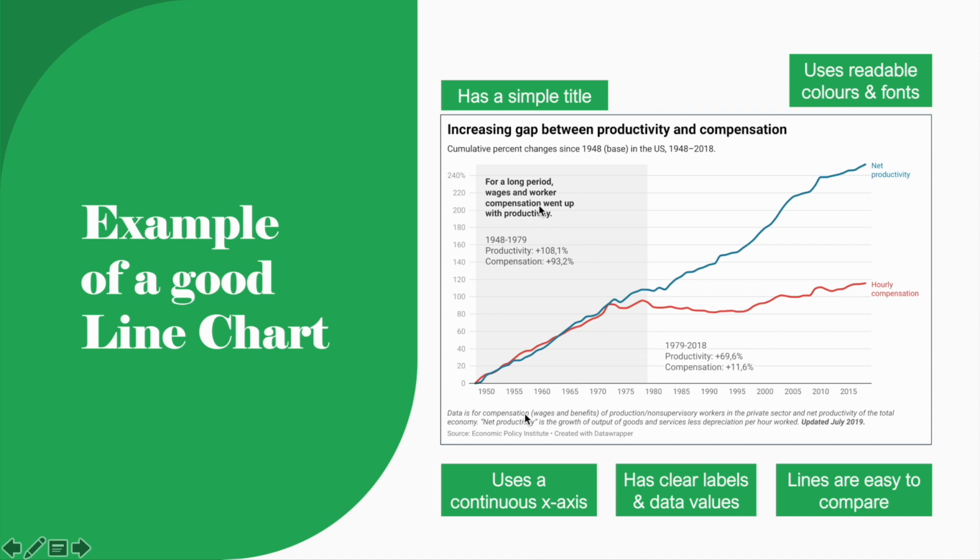As you can see here, it also provides additional information within the chart in these text boxes here. And it uses a continuous x-axis. The gap between every 2 points is that of 5 years here. So this is what a good line chart looks like. It checks all the boxes.